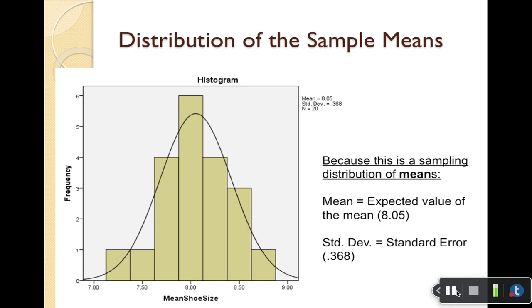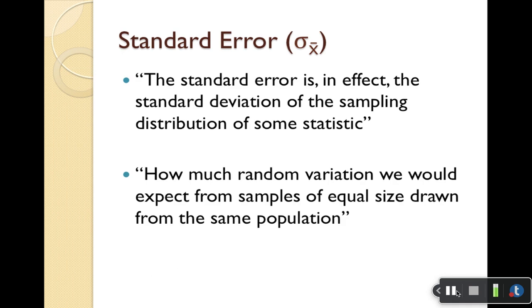Here we have some output from SPSS looking at our distribution of those 20 sample means. You can see that the average is 8.05, which again is really close to the true population mean of size 8. And you can see down here the expected value of the mean is that 8.05. You also have the standard deviation at 0.368. However, since we're dealing with a distribution of sample means, this is actually our standard error. But conceptually, it's the same thing as standard deviation. We're talking about how the scores vary around that mean, whether it's the actual population mean or it's the expected value of the mean.